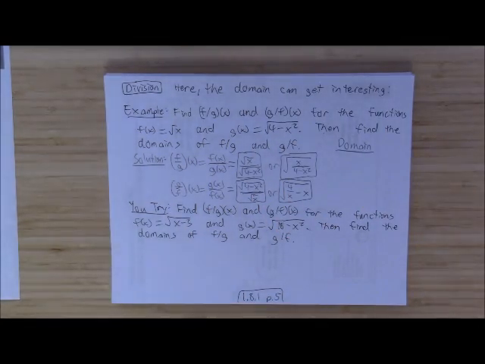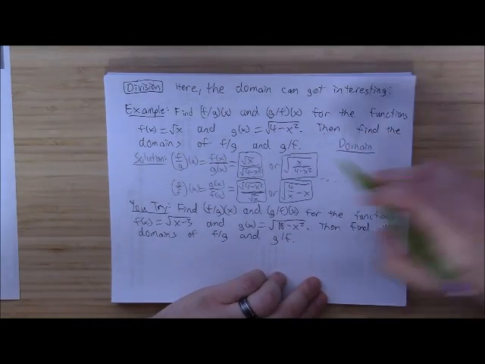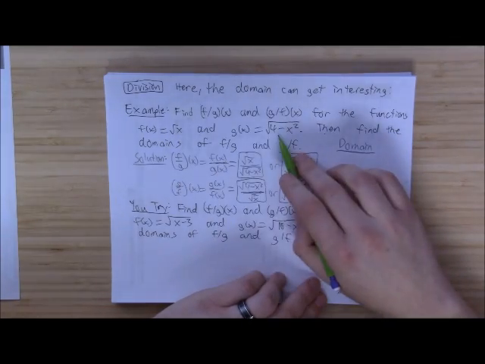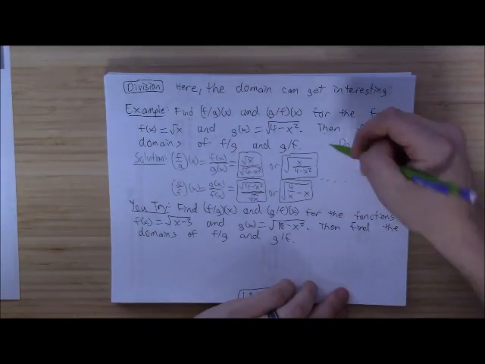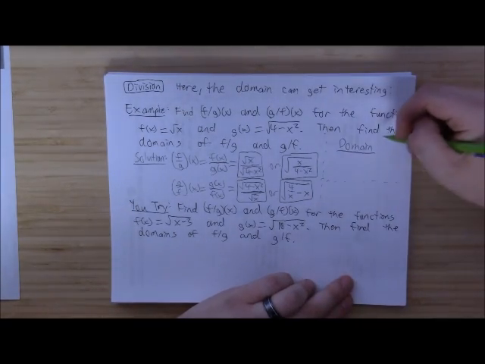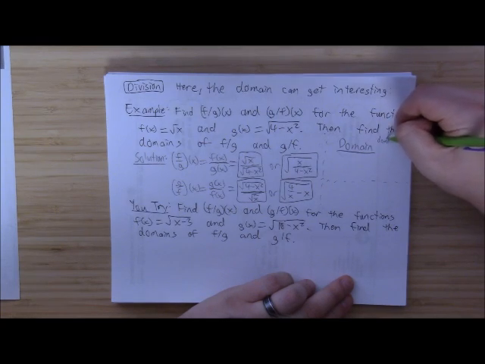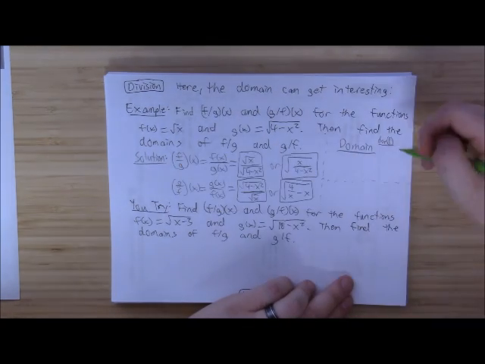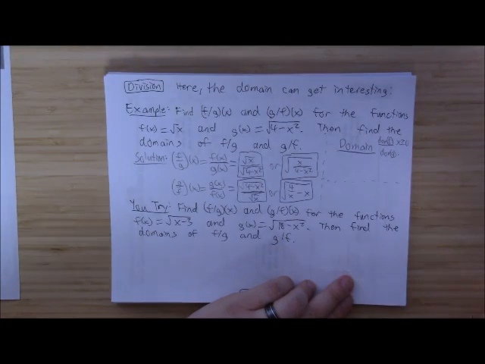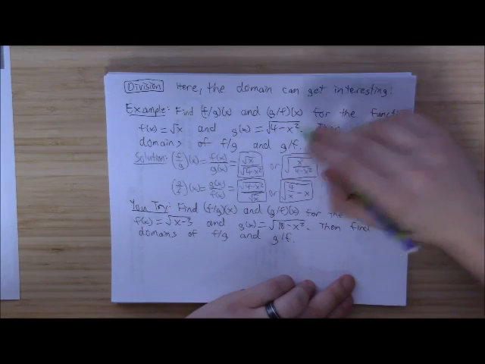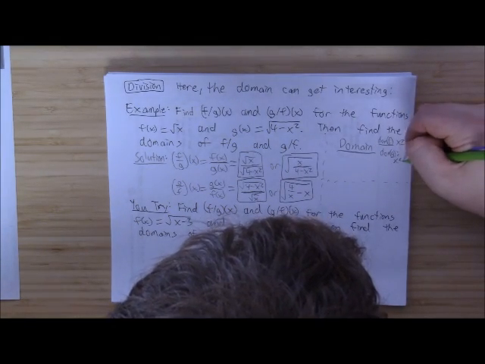However, we need to worry a little bit about this. So here, for our domains, we need to think a little bit. We know that for each f and g, we need to worry about each of their domains. So, what is the domain of f? The domain of f is that x needs to be greater than or equal to 0. The domain of g is a little bit harder to see, but we need that 4 minus x squared is greater than or equal to 0, which would mean that we need x to be between negative 2 and 2.